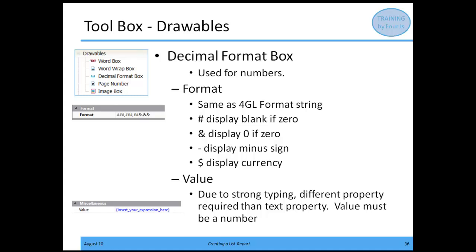If you place out a decimal format box, the decimal format box is used for numbers. You're going to have a format option. The formatting is the same as the 4GL format string. So a pound sign will display blank if 0, an ampersand will display 0 if 0, a minus sign displays a minus sign, and a dollar sign displays currency. The value must be a number, so whatever expression you have inside the value needs to interpret as a number.